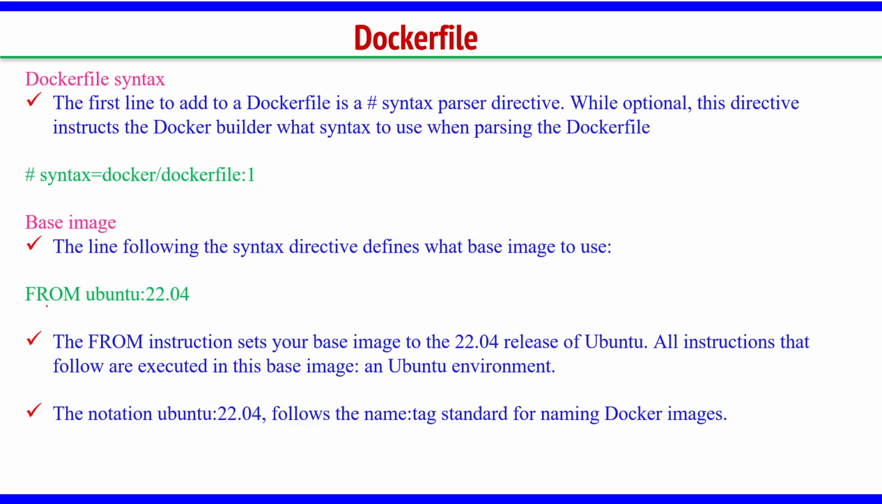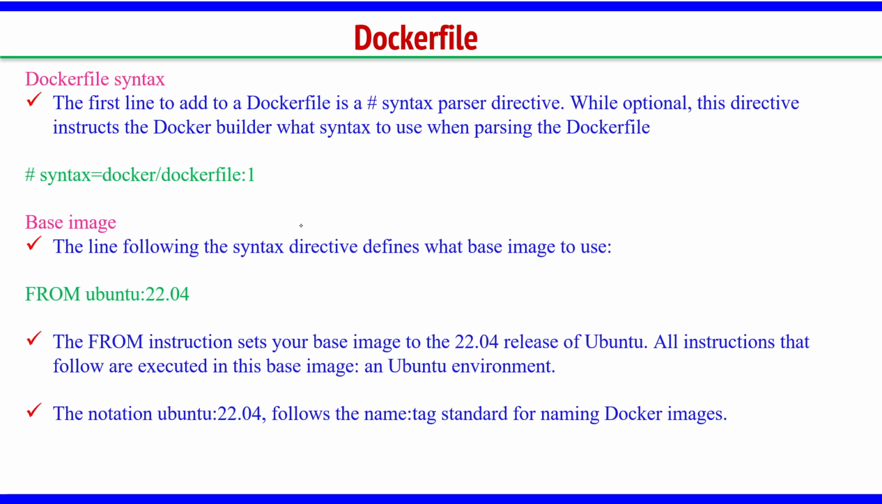So, what I am telling here, FROM ubuntu:22.04, what does it mean? The FROM instruction sets your base image to be the 22.04 release of Ubuntu. Take the base image of this Ubuntu environment from Docker Hub and use it as my base. All the instructions that follow are executed in this base image, in the Ubuntu environment. It is very simple. We will see more examples to understand what different versions we have here.